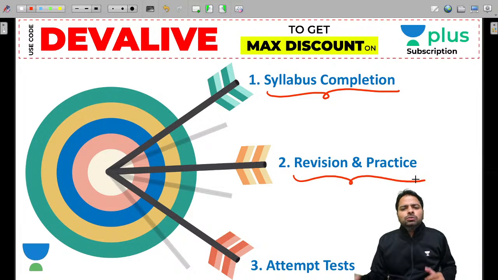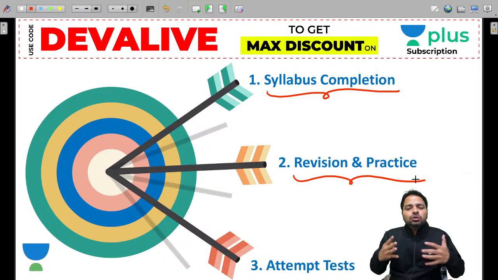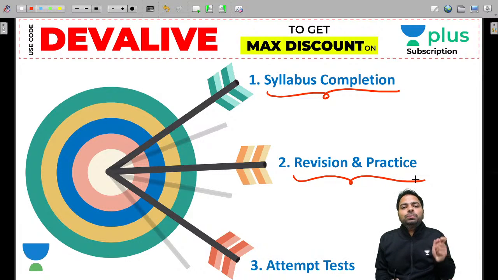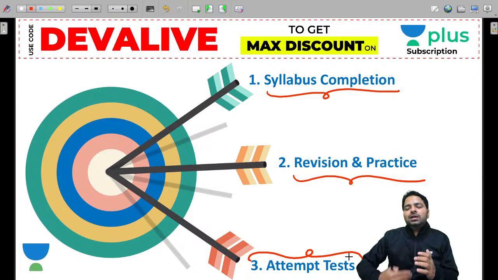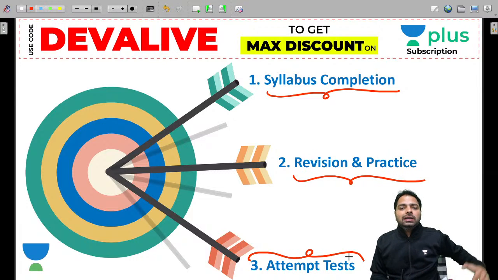Revision and practice should be done from day 1, from tomorrow. You may assume that. Revision and practice should be done. Whether you have completed the syllabus or you are doing it now, revision and practice should be a continuous process. And another one, you have to test your knowledge. You have to test your knowledge by giving many tests, you need to start attempting tests.